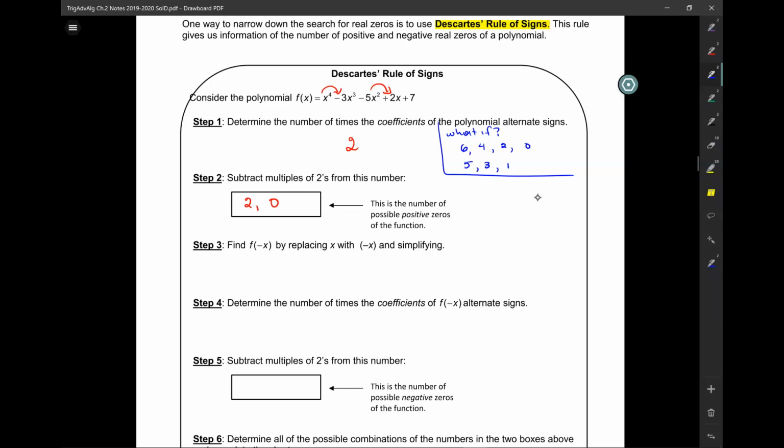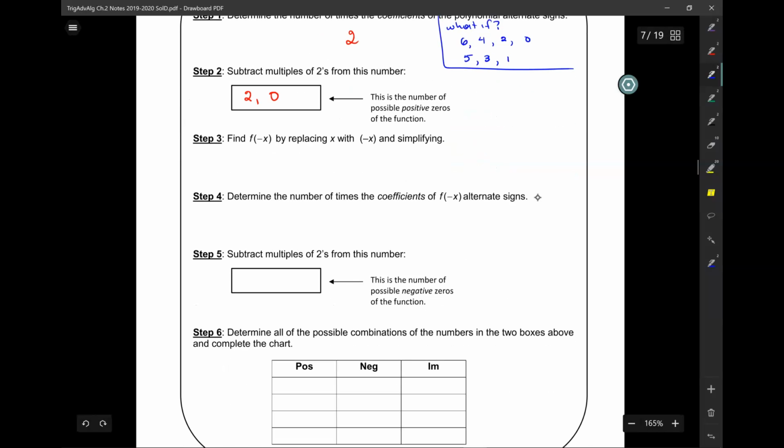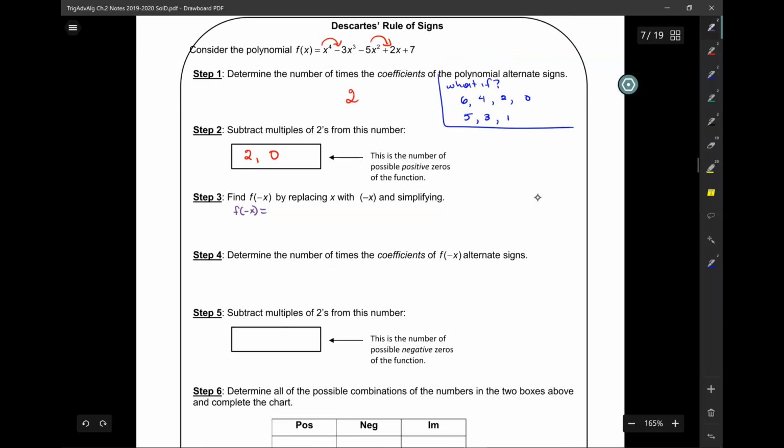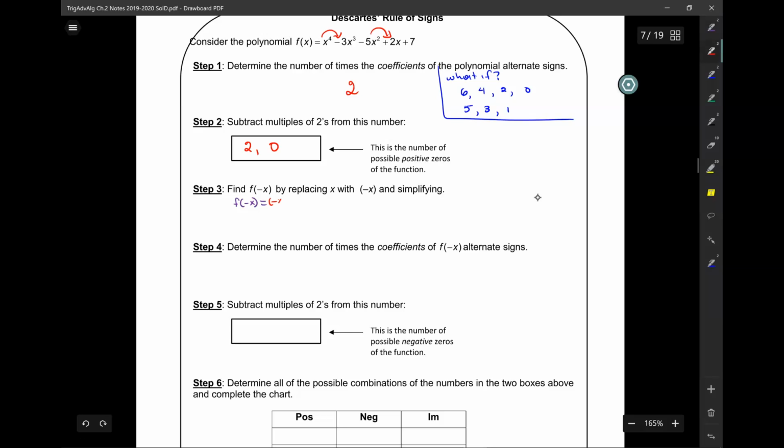Okay, now we need to find f of negative x. Check out what we're going to do. We're going to take each of these x's, replace them by a negative x, and then simplify. So, f of negative x is going to be negative x to the 4th minus 3 times negative x to the 3 minus 5 times negative x squared plus 2 times negative x plus 7.